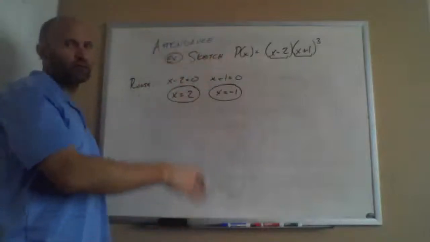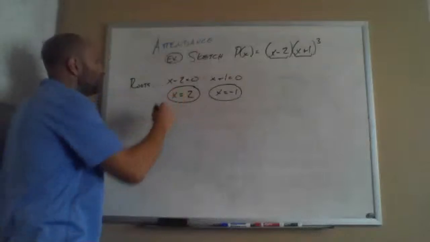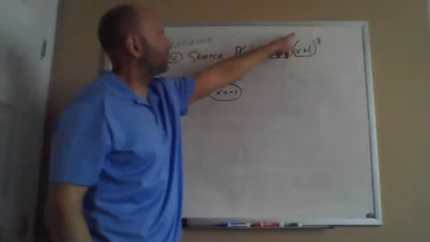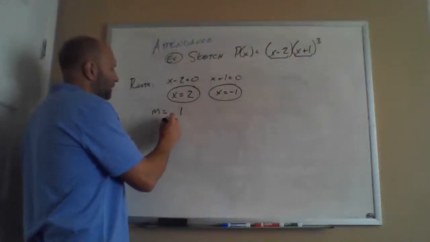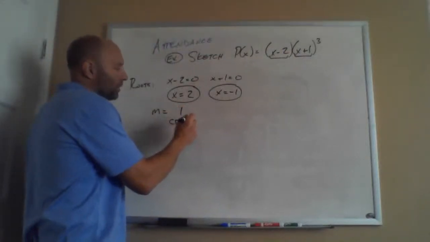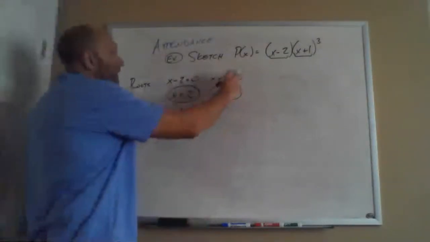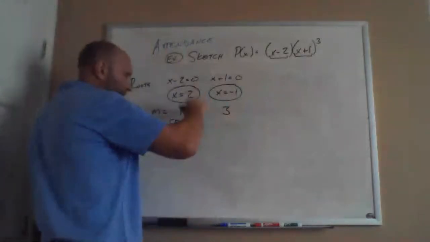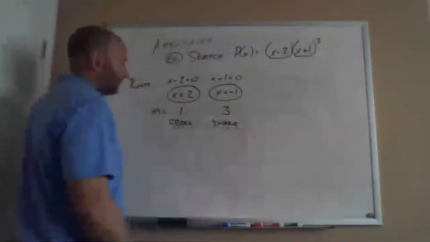It's either going to cross through it, bounce off it, or snake through it. So then multiplicity. For x minus 2, this is to the first power. Anything to the first power has multiplicity of 1, which means it's just going to cross through. And x plus 1 has multiplicity of 3, so that's going to snake through the graph as it gets close to the x-axis.